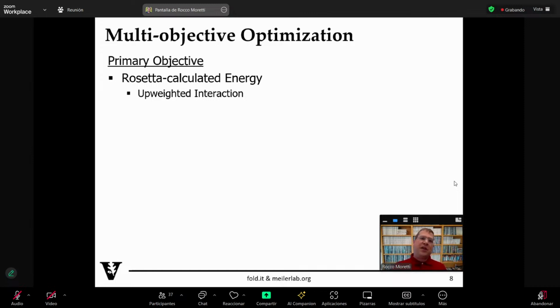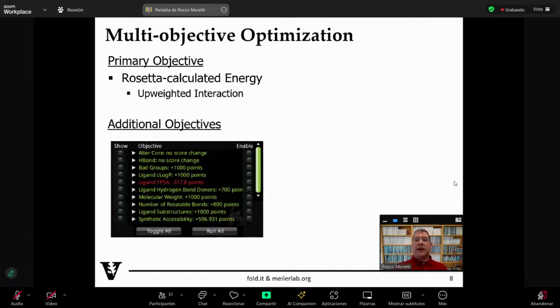But binding energy alone, as many of you are aware, is not sufficient for a drug discovery pipeline. Additional objectives are needed. And so for this reason, Foldit has an objective panel, which allows listing of multiple different objectives that we want players to accomplish aside from just the binding energy and the energy optimization of the structure. Each of those objectives has a score value associated with it. So if you are within range of that particular objective, you get a bonus.